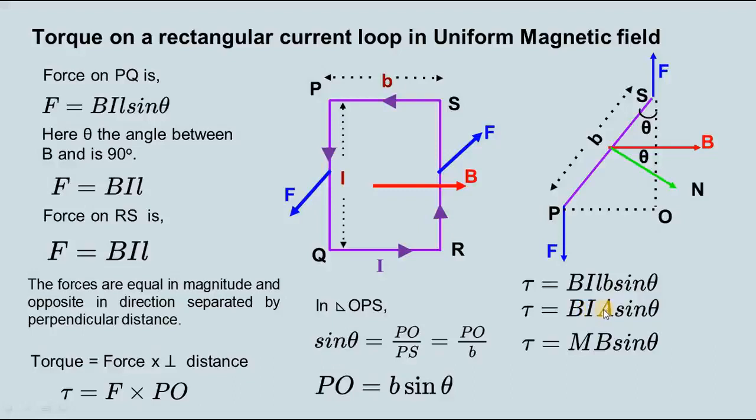I into A is the magnetic dipole moment of a rectangular loop that is represented by M. So torque tau is equal to MB sin theta. In vector form, vector tau equal to vector M cross vector B. So this expression gives the torque acting on a rectangular loop in a uniform magnetic field.